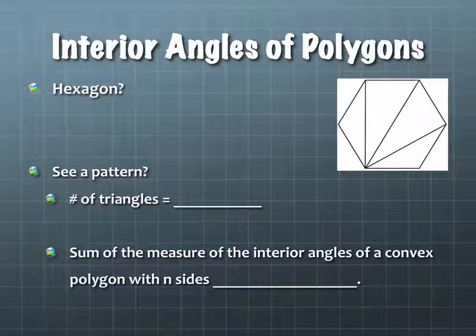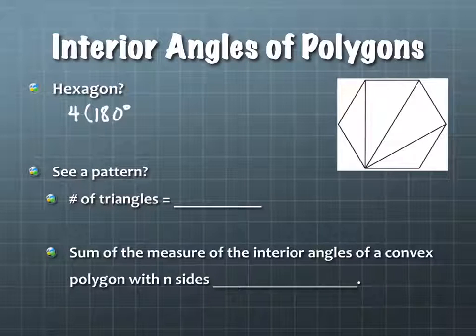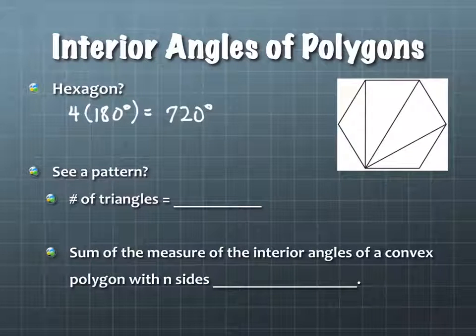So what happens for a hexagon? You tell me. Times 4. Which is what? 720. So the question is, do you see a pattern?